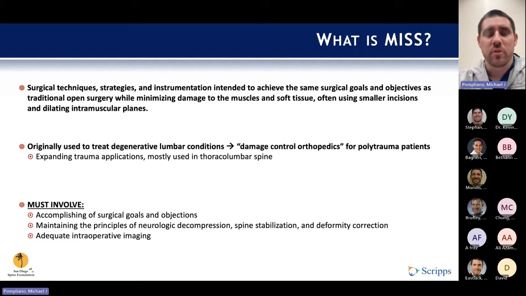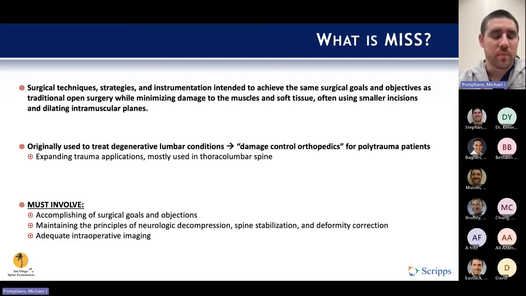It was originally described to treat degenerative lumbar conditions, but now it's frequently used for more damage control orthopedics, which we'll talk about throughout the talk, and with respect to polytrauma patients. Those applications continue to expand. It's mostly in the thoracolumbar spine, so that's what we're going to focus on today, although with time, more cervical applications are coming out as well.